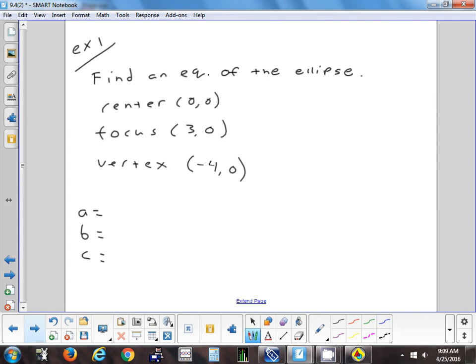All right, so the first problem says find the equation of this ellipse. They're going to give me some facts about it. They tell me the center, they tell me the focus, and they tell me the vertex.